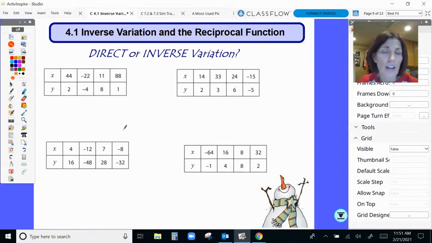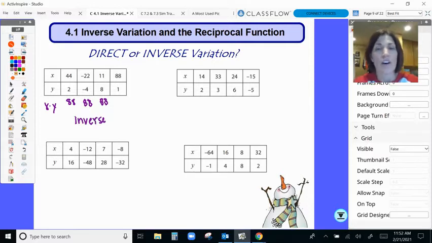Okay, so we're going to identify, is it direct or inverse variation, or direct or indirect? In this case, we just always look at what x times y is. So it's going to be 88 here, 88 here, 88 here. That means it's inverse variation. On this one here, I know 3 times 3 is 9, and this is 28, so it's not going to be inverse. How about direct?